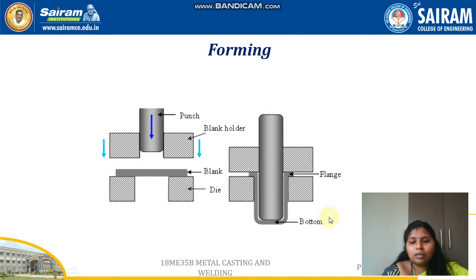This is an example of a forming process, where you can see the workpiece, the blank material, is kept here. This is a punch. When the punch is given, there is no removal of material; instead it deforms to the shape of the punch. If we need some U component, the punch is given and the material is deformed into that shape. So this is the forming process.